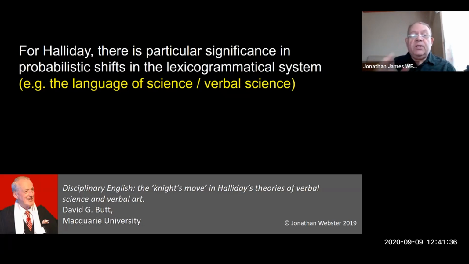There is a particular significance in the probabilistic shifts in the lexicogrammatical system. It is the language of science. It is verbal science. And I don't want to be limiting it: it's not just biology, it's not just chemistry, it's not just physics. It's linguistics, it's sociology, it's psychology.